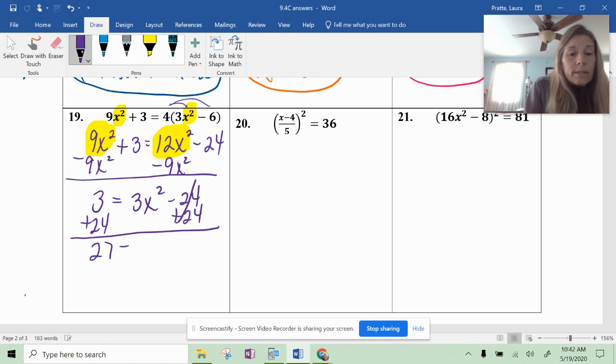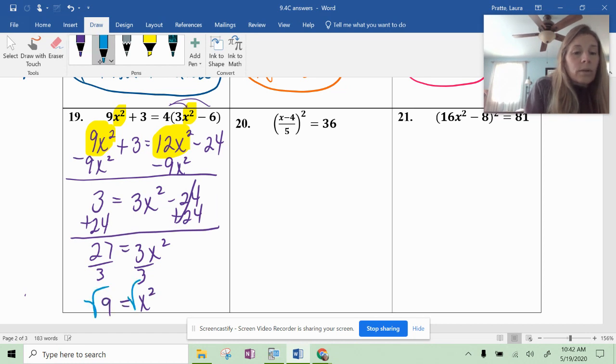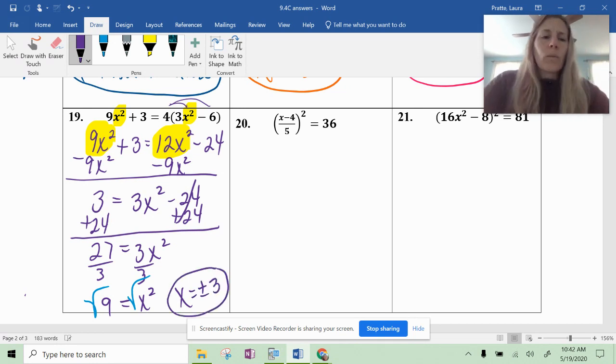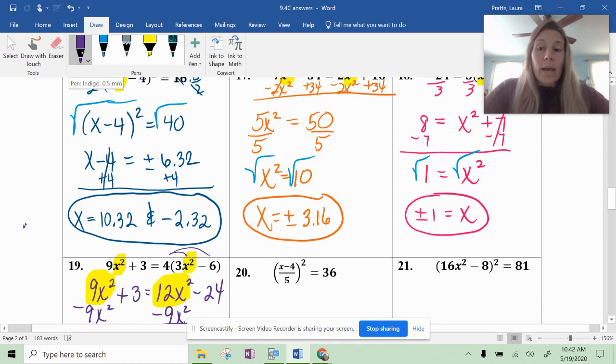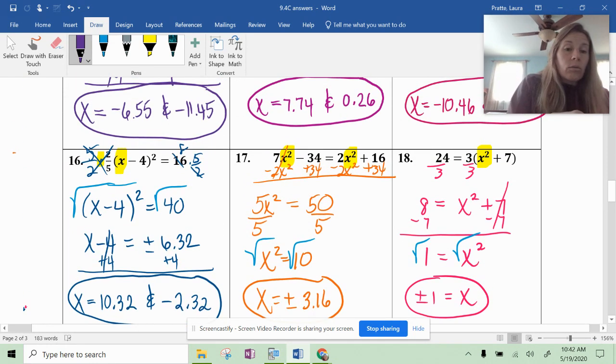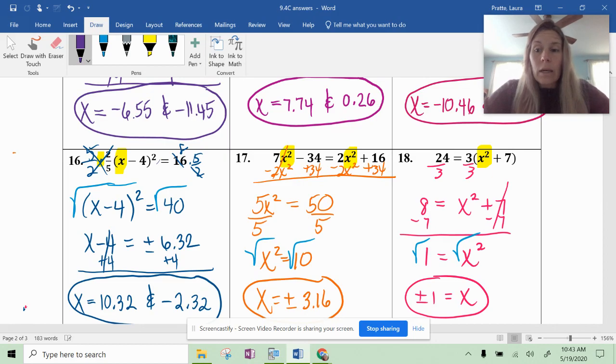So I have 27 equals 3x squared, divide by 3. X squared equals 9, and then of course square root that, and x equals positive or negative 3. Okay, so I know it can be a little confusing because you're like, well, how come we didn't just distribute before? Because before we had an exponent on the outside of the parentheses. That's when you don't want to distribute. If there's no exponent on the outside, then go ahead and distribute.